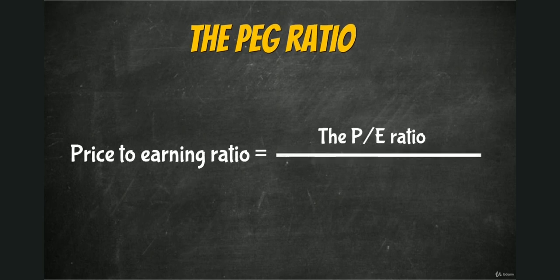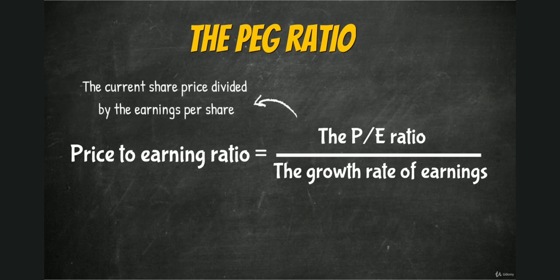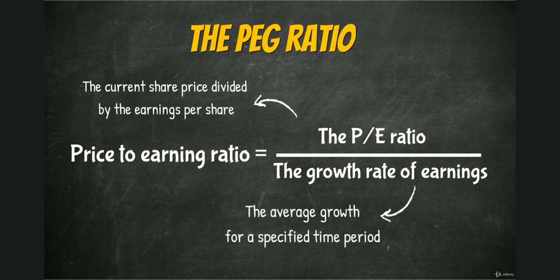The second indicator we'll be discussing in this video is the PEG ratio, which is equal to the price-earnings ratio of a stock over the growth rate of its earnings for a specified period of time. We already know how to calculate the PE ratio. For the growth rate, we usually consider the average growth per year over the last 5 years.